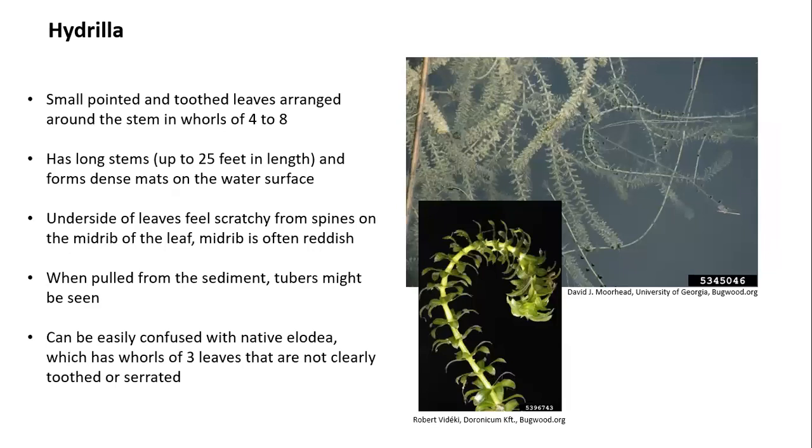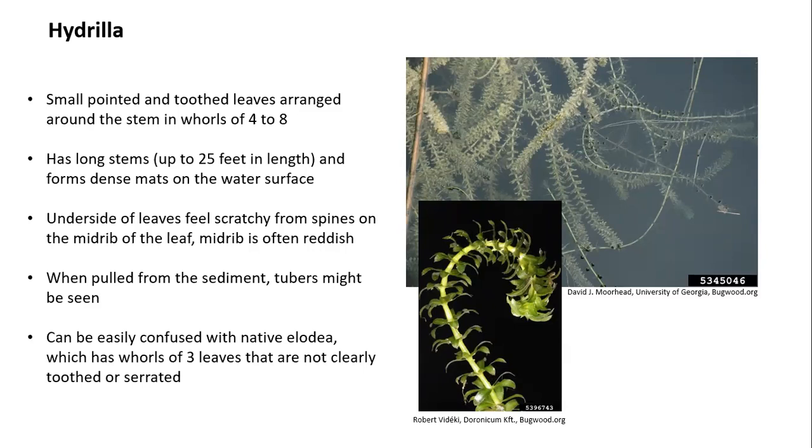And then Hydrilla. Hydrilla has very small, pointed and toothed leaves. Again, you're going to want that hand lens to look at the leaf margins, because the leaves are pretty small on this plant. So you're going to look for leaves in whorls of 4 to 8. The stems can grow really long, up to 25 feet in length or more, and they form really dense mats on the water's surface.